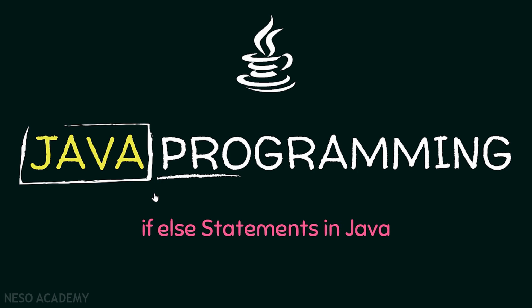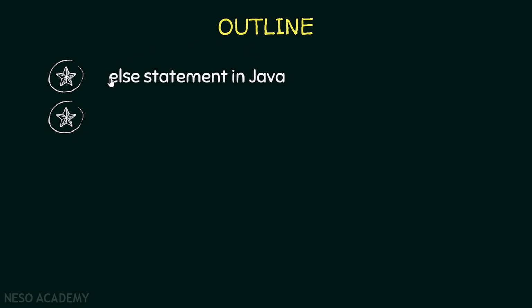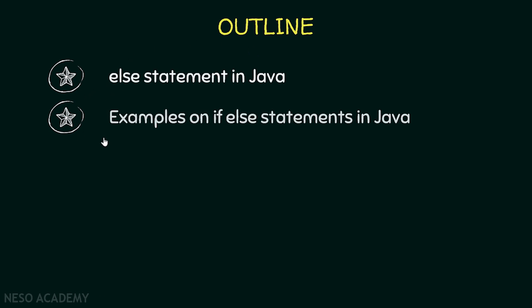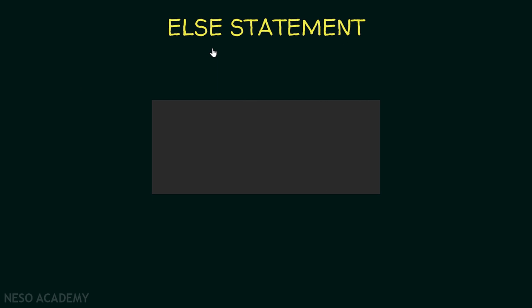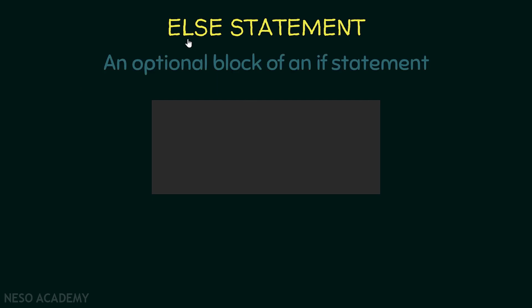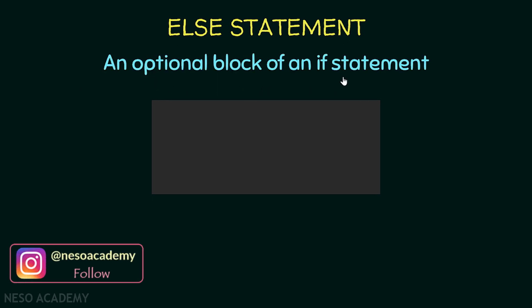In this lecture, we will talk about if-else statements in Java. Here is our outline. We will talk about the else statement in Java and then we will see some examples. So let's get started. What is the else statement? It is an optional block of an if statement.